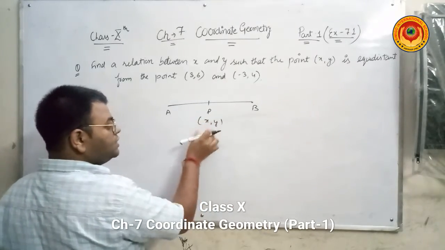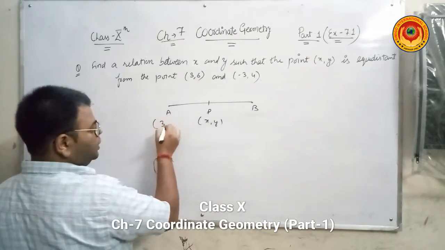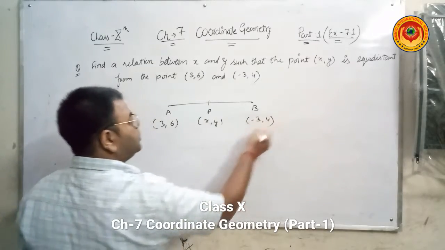P is (x, y). It is equidistant from A as well as B. What is your A? (3, 6). What is your B? (-3, 4).